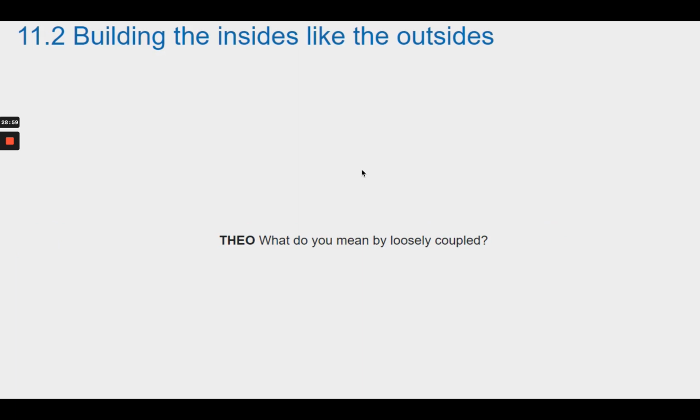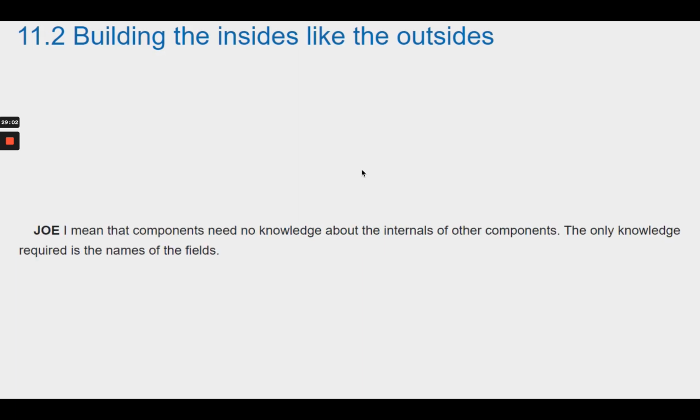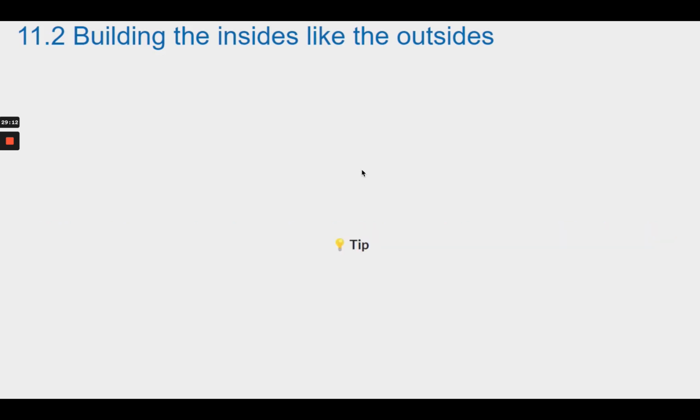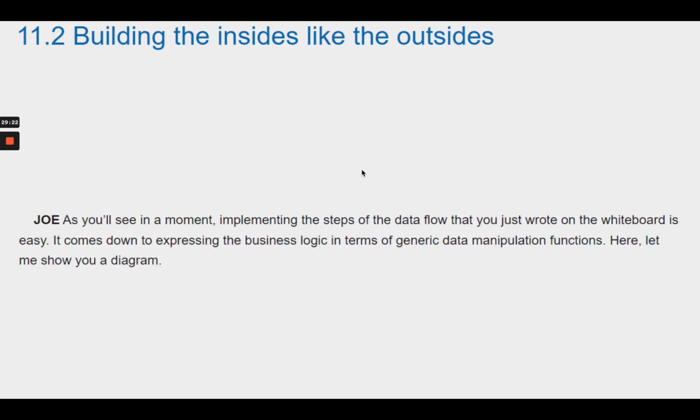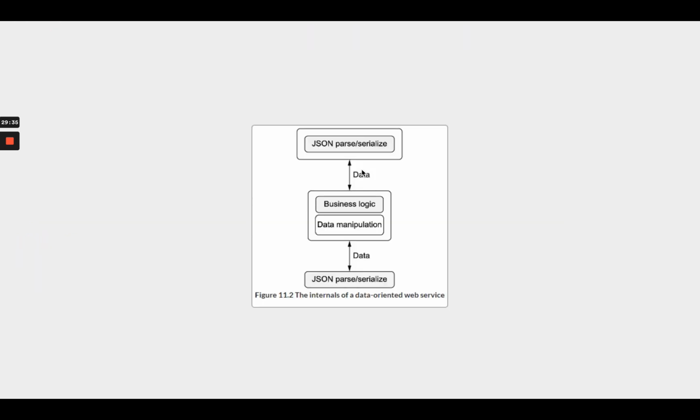Theo, what do you mean by loosely coupled? Joe, I mean that components need no knowledge about the internals of other components. The only knowledge required is the names of the fields. Tip: in DOP, the inner components of a program are loosely coupled. Theo, and from an implementation perspective? Joe, as you'll see in a moment, implementing the steps of the data flow that you just wrote on the whiteboard is easy. It comes down to expressing the business logic in terms of generic data manipulation functions. Here, let me show you a diagram.